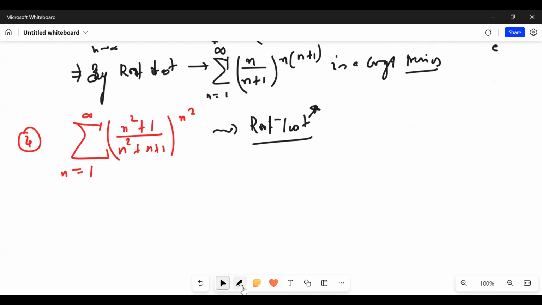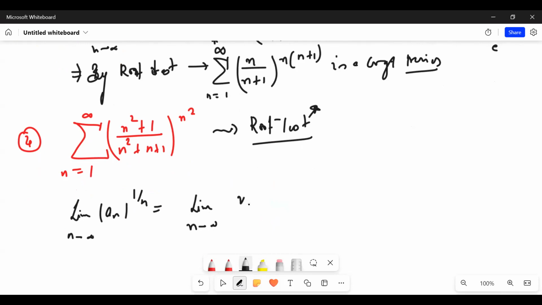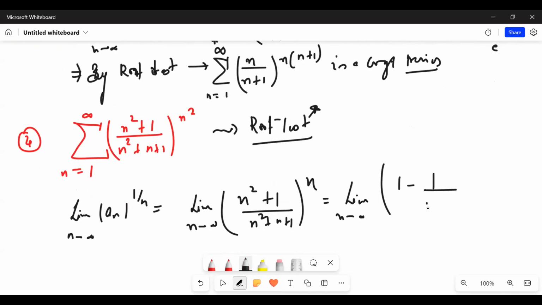See how? If I use the root test, the limit as n tends to infinity of modulus a(n) raised to power 1 upon n would give me the limit as n tends to infinity of n square plus 1 upon n square plus n plus 1 raised to power n. And certainly this is equal to the limit as n tends to infinity of 1 minus 1 upon n square plus n plus 1, and in fact, I'll write n here and raised to power.